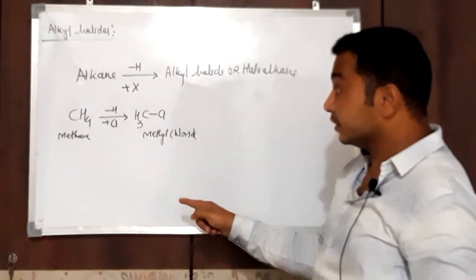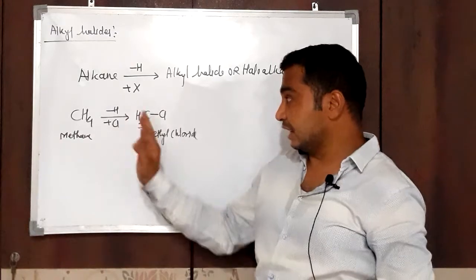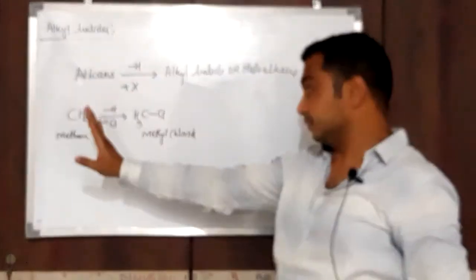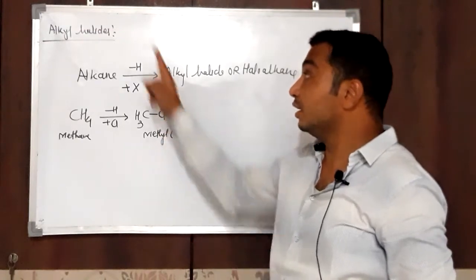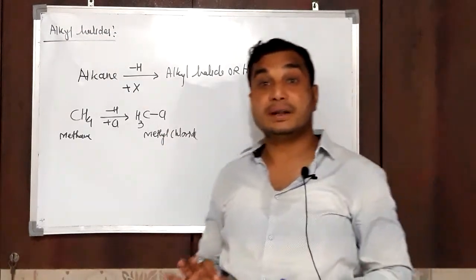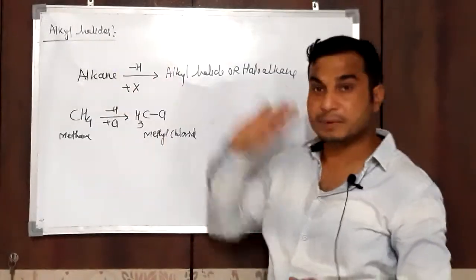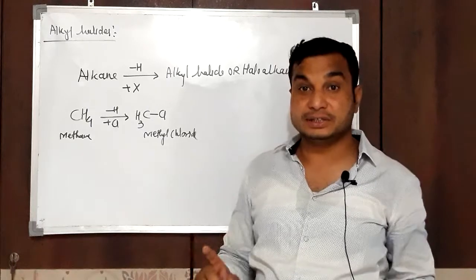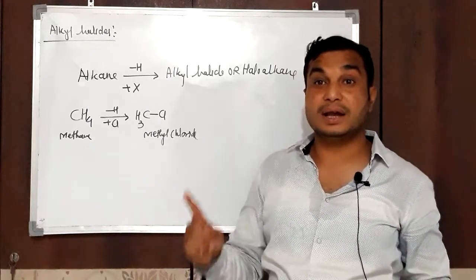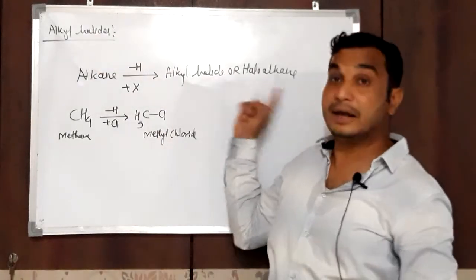What did we do? We considered an alkane, for example methane, and from that methane I replaced one hydrogen by a halogen atom, for example chlorine. Then we get CH3Cl. This compound is called an alkyl halide. An alkyl halide is a derivative of alkane. It is obtained from alkane by replacing one hydrogen atom by one halogen atom. The resulting compound is called an alkyl halide or haloalkane.